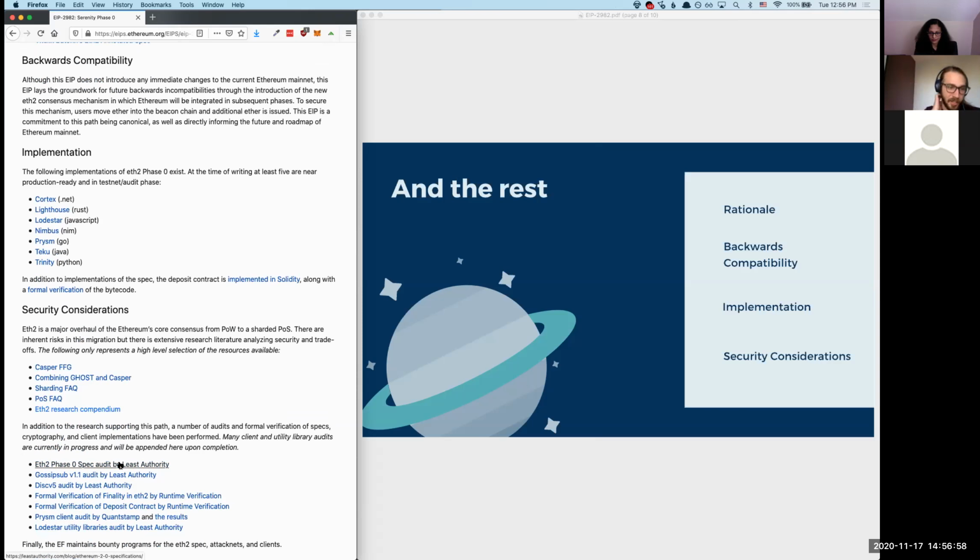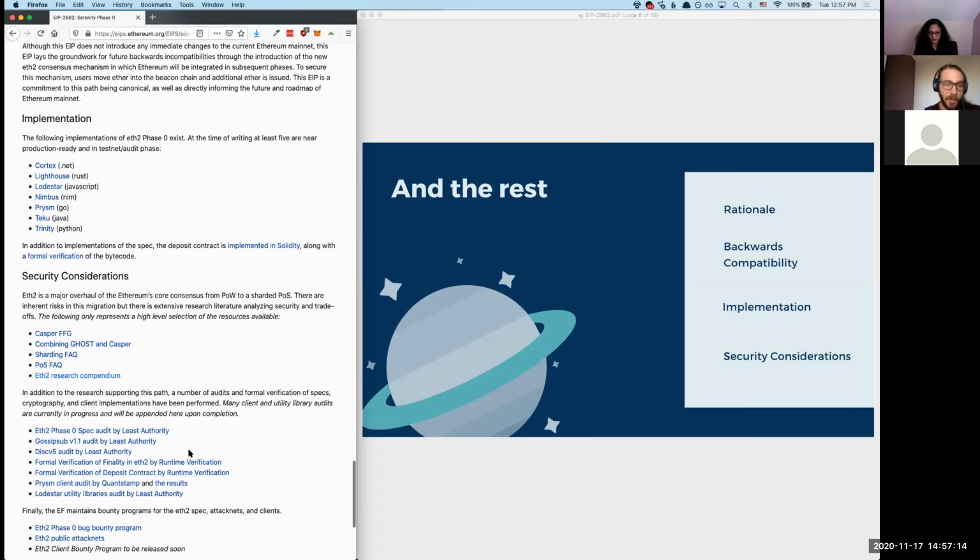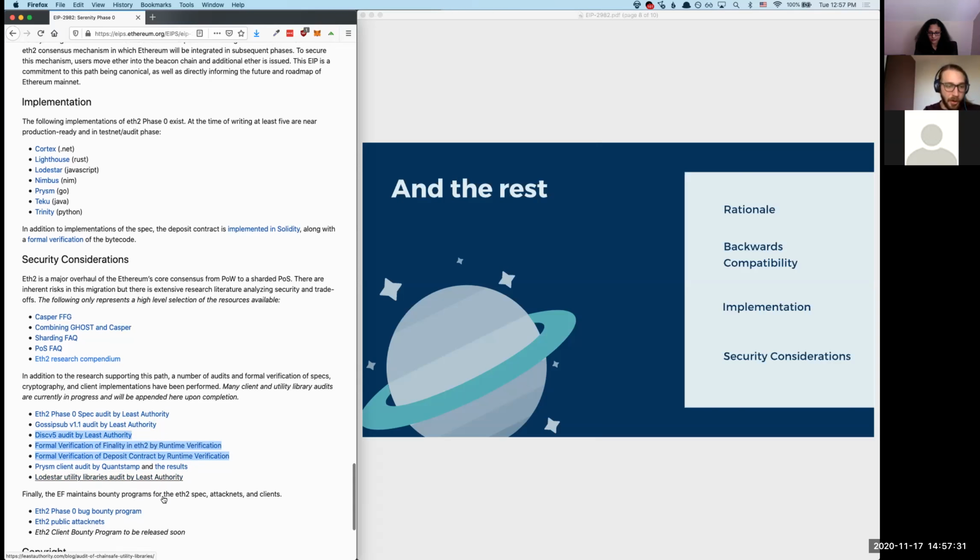And then consider security considerations. This is not exhaustive, and I should probably go through here with a fine-tooth comb and add more things. But there's a number of papers. There's these FAQs I mentioned. There's a research compendium, so a lot of it's bundled into that. There's been a number of audits. Actually, since I put this up, there's been probably 5 more audits released of clients and implementations. There is a lot of formal verification work, runtime verifications, done a lot of cool stuff here, both on the deposit contract and on some of the security properties of the protocol.